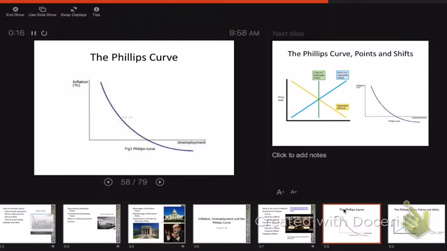Now, you don't necessarily have to draw with a bend. I like drawing it as a straight line, simply because it makes moving and manipulating it, and also understanding it when you have changes in inflation or unemployment, a little bit easier, I think, than a bend in it, but it really doesn't matter.